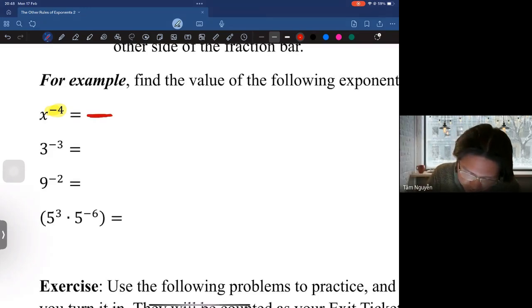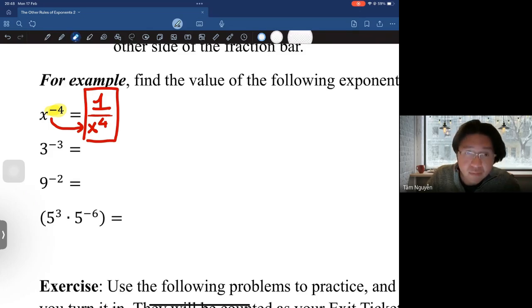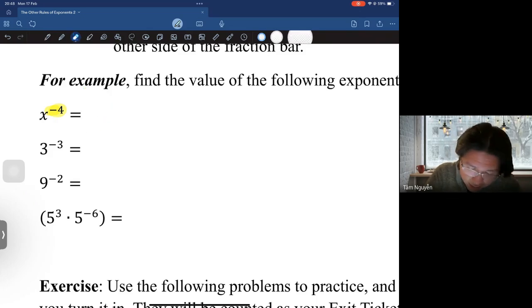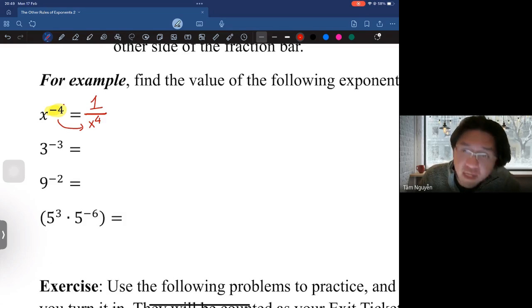So now you're going to make a fraction. The top one is always one, and the exponent you just bring down here, and take the negative sign away. That's literally everything you need to do. So again, if you have a negative exponent, put it down here, put the one on top, and take the negative sign away. That's it.